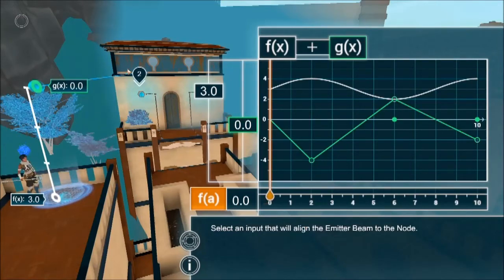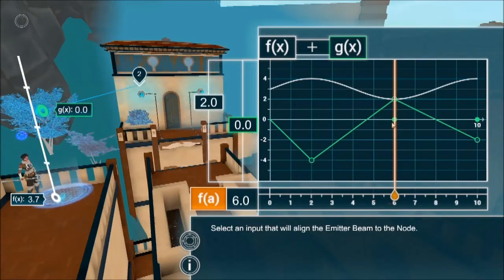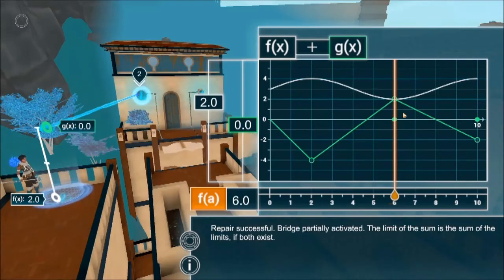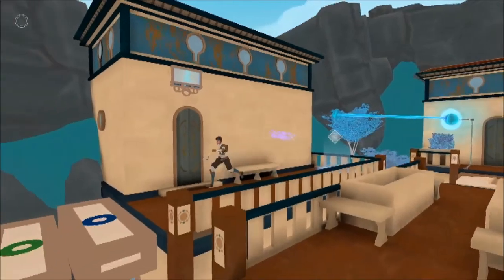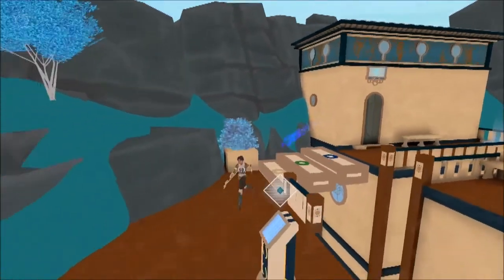Align the emitter beam to the node, so f of x plus g of x equal to 2. So in this case, we can actually move it to here, and because it's f of a as a point, it's 0 at that point, and then it's 2 up there, therefore it works. So now, we've got that.